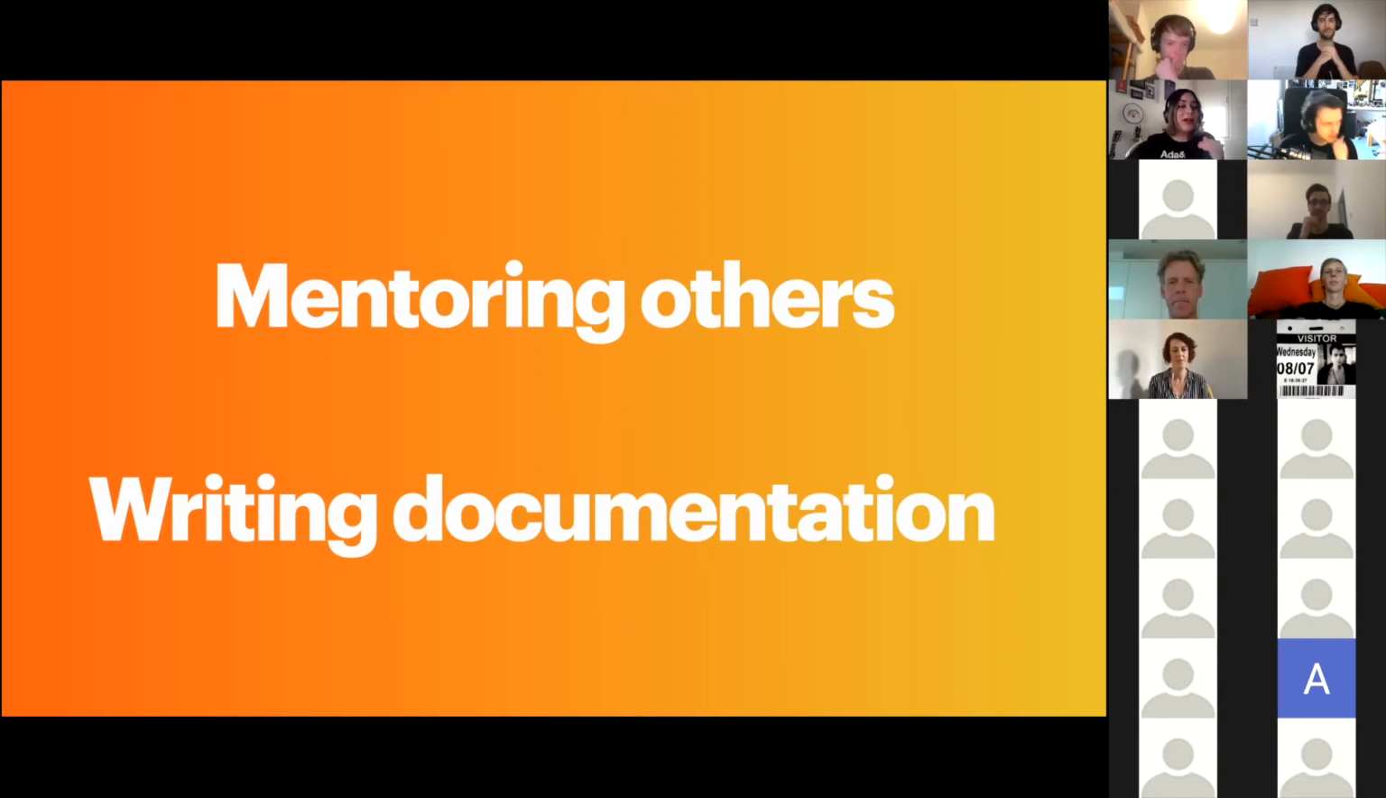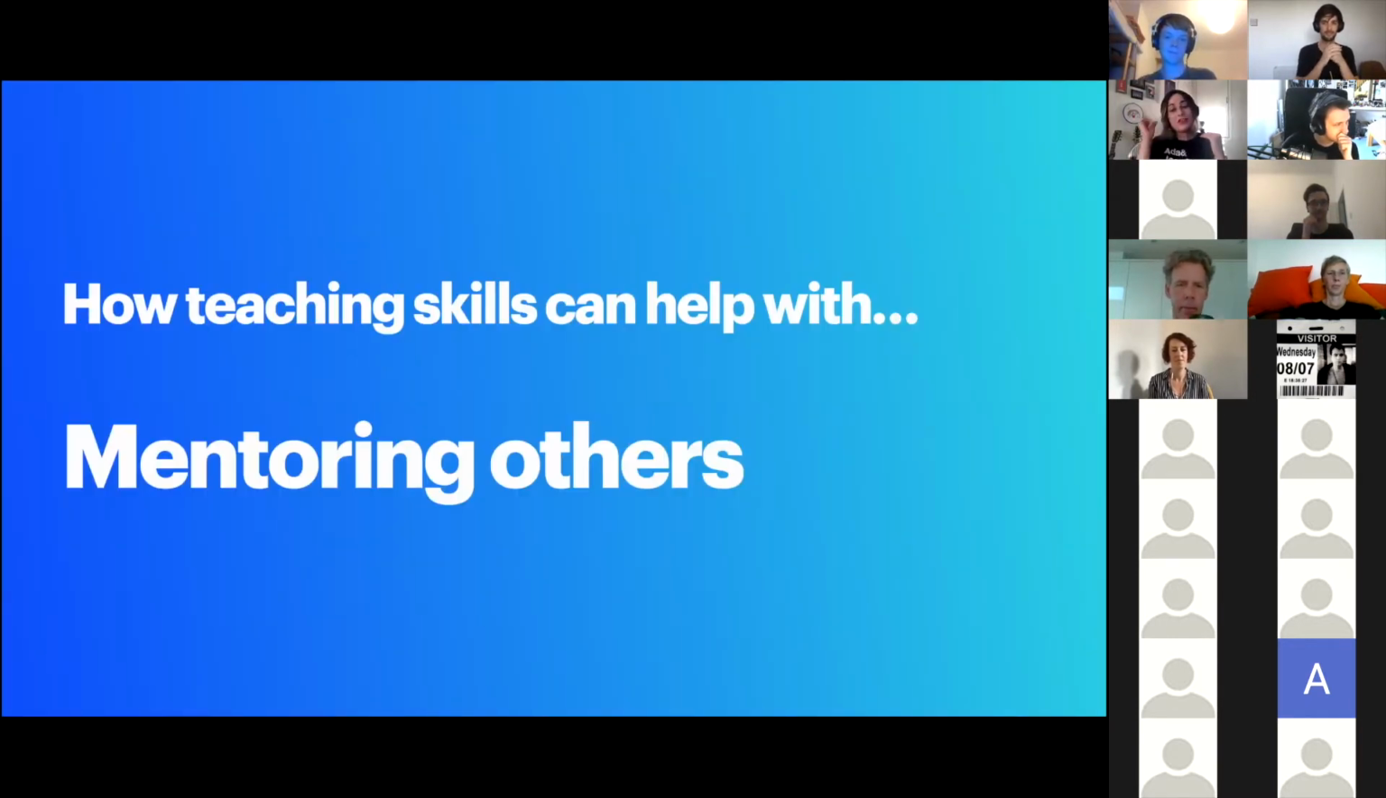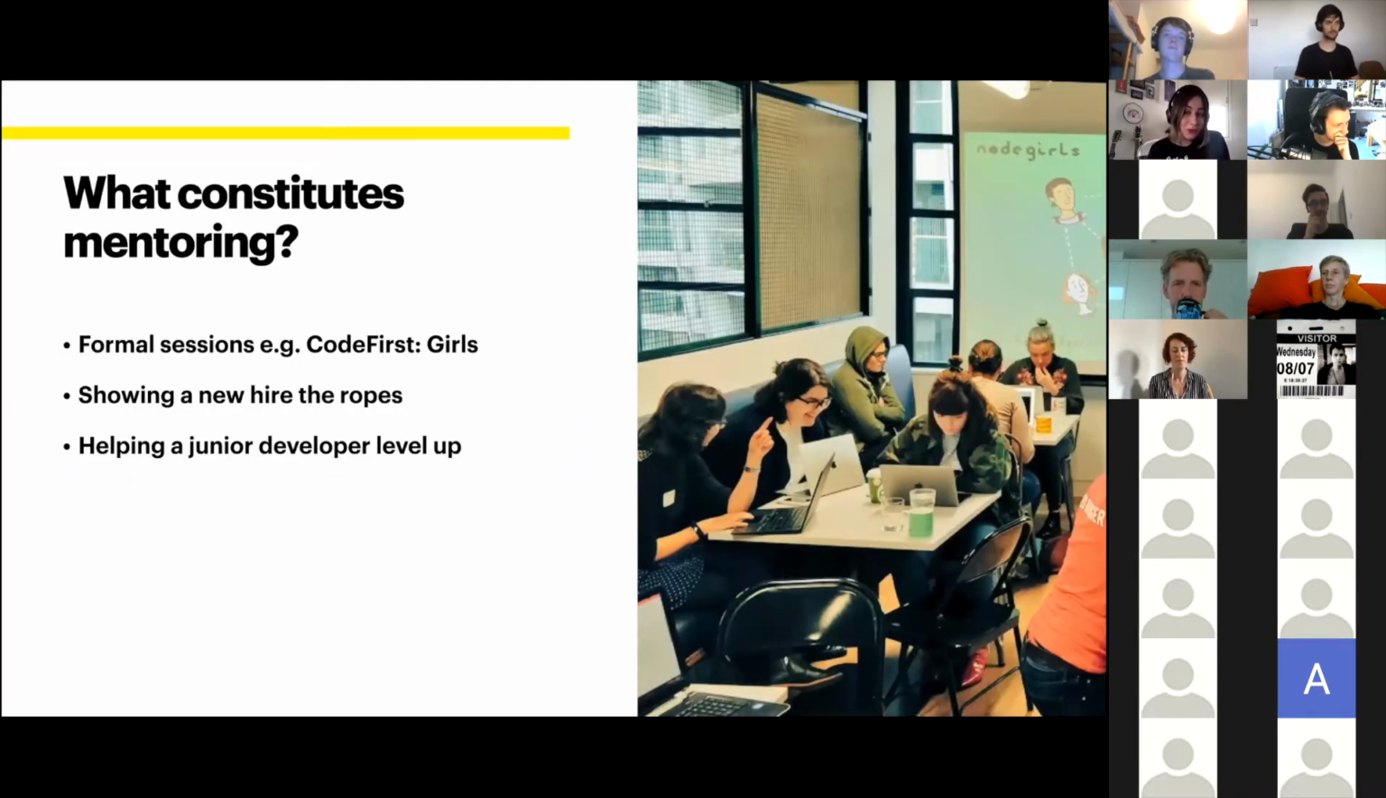So let's take a look about what we can learn from teaching when it comes to mentoring other people. And I'm using the term mentoring very generally here, so it doesn't have to be a formal arrangement. Things like Code First Girls and Code Bar are brilliant examples of that. And it could be onboarding someone new into the team, or taking a more junior developer under your wing to help them learn the skills that they need to level up.